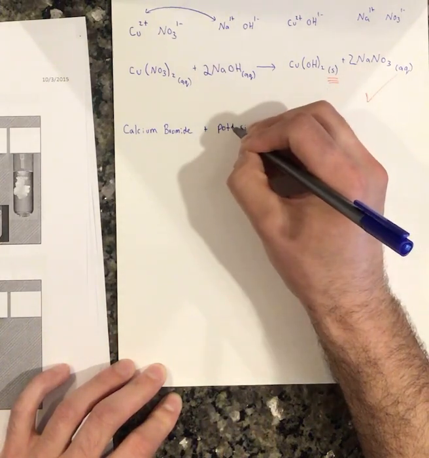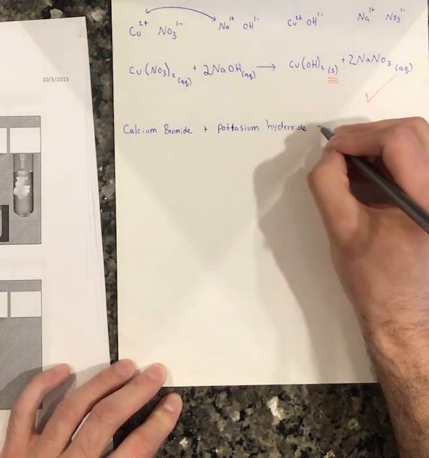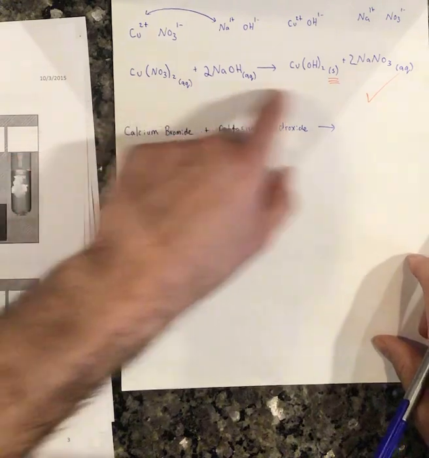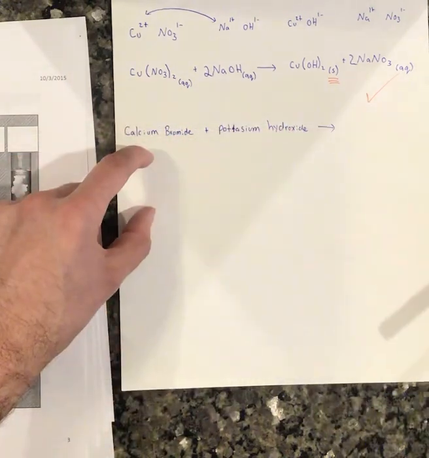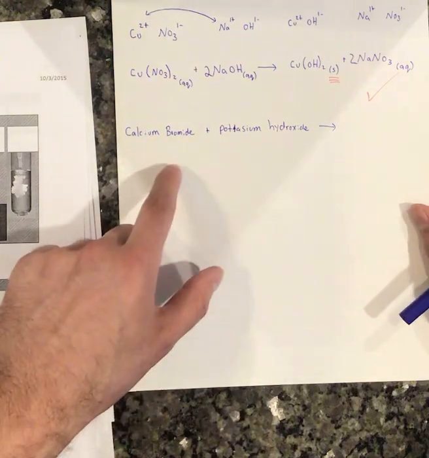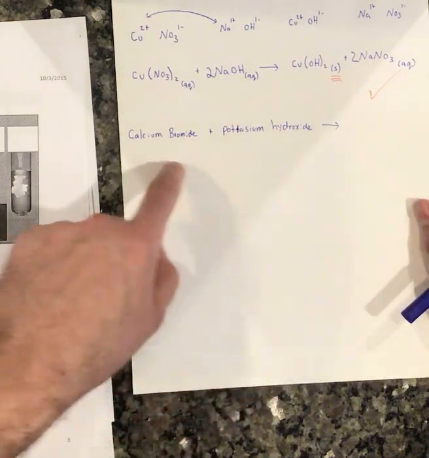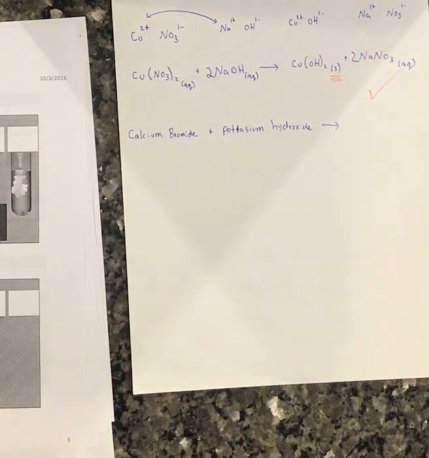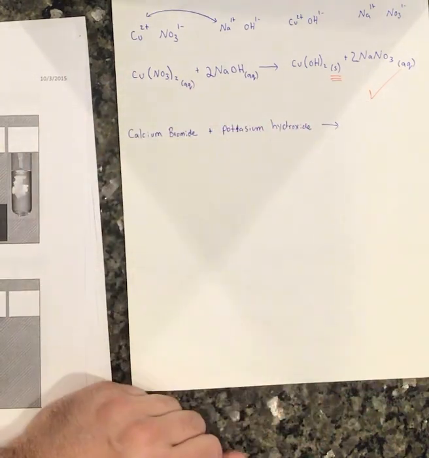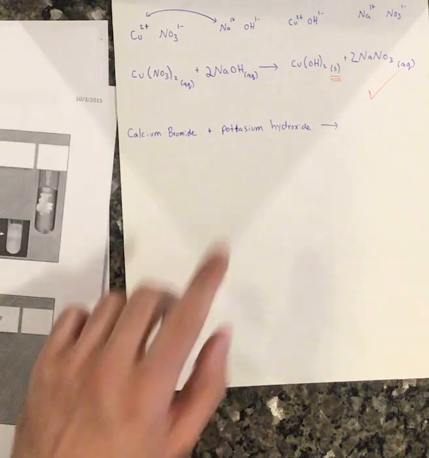Again, I think I added too many T's there. Okay. So what I want you to do right now is pause the video and come up with the full equation. Come up with all your states and balance this equation. Once you're done that, resume the video and we'll see if you got this correct. So try that now.